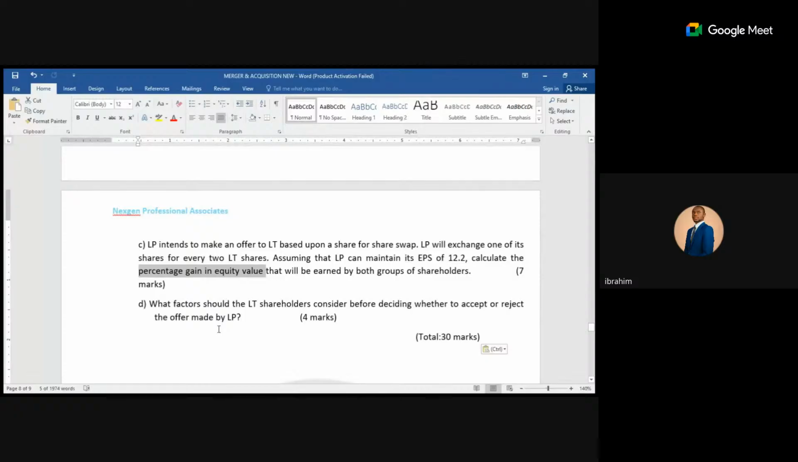This is 7 marks. D. What factor should the LT shareholder consider before deciding whether to accept or reject the offer made by LP?